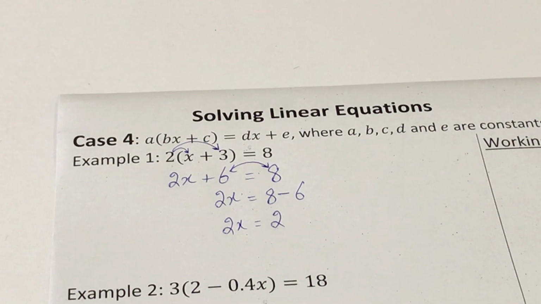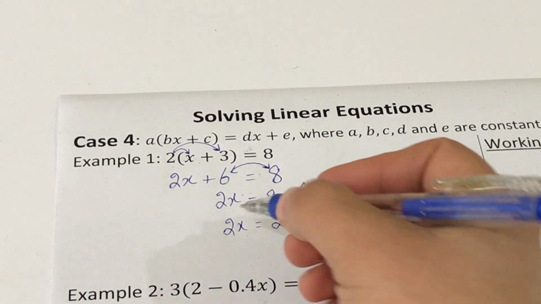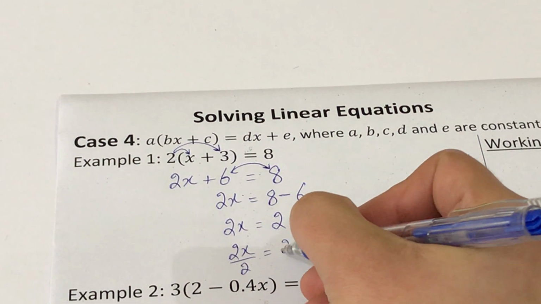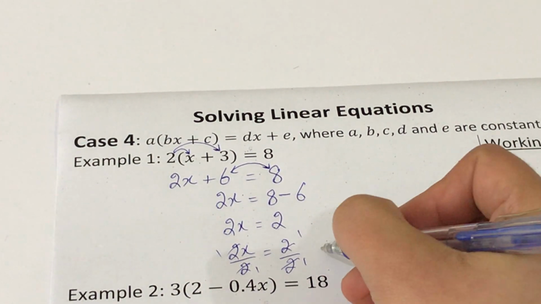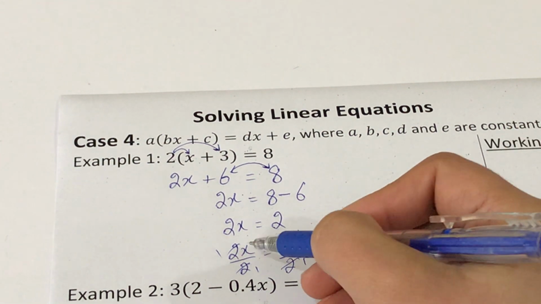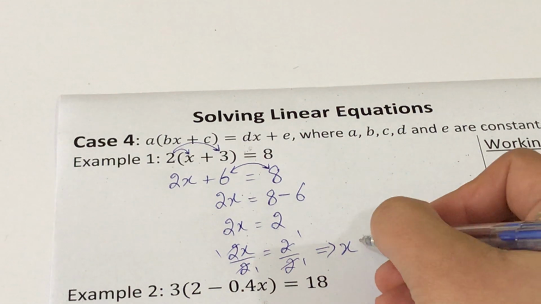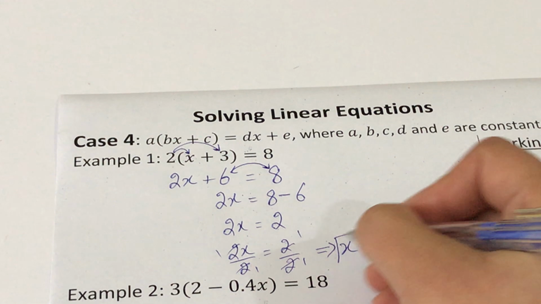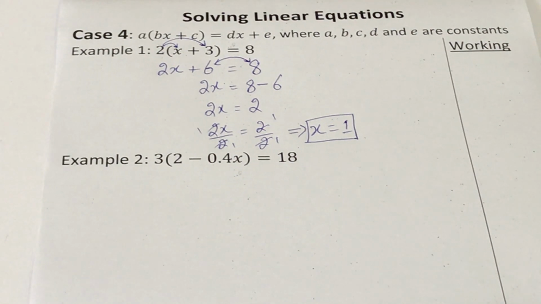Again the same thing: eliminate the coefficient of the variable. How will we eliminate that coefficient? Divide both sides by 2. 2 ones are 2, 2 ones are 2. And x times 1 is equal to x, and 2 over 2 is always equal to 1. So the value of x in this example is 1, right? Okay, let's move to the next example.